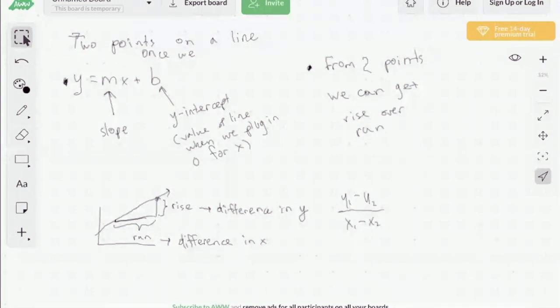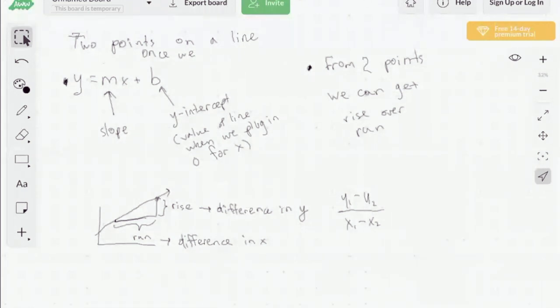Specifically, how do we find out what the linear function is given 2 points? So basically 2 input-output pairs. So if we remember from last video, one of the ways we can write a linear function is y equals mx plus b, where m is our slope and b is our y-intercept. So the value of the line when we plug in 0 for x, because if we plug in 0 for x, this part becomes 0, so y just becomes b. So that's why b is the y-intercept.